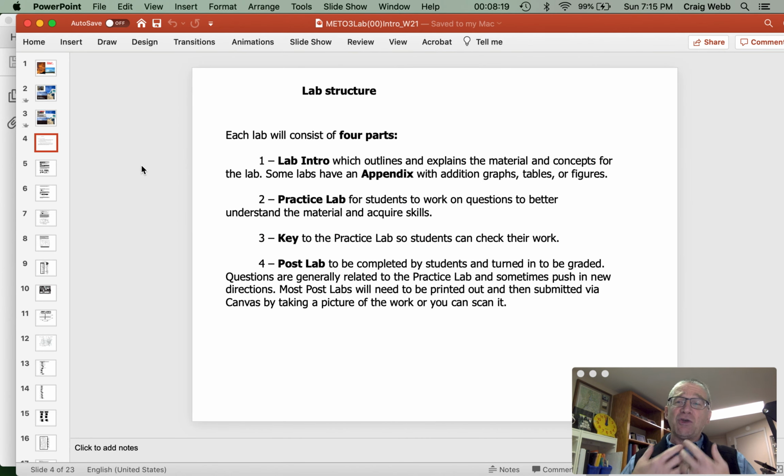Now, the way the lab is going to be set up is the labs generally have 4 different parts. There's the lab introduction, or lab intro. That just explains what we're going to be looking at for that week. It has diagrams and things like graphs and stuff like that that we will be using in that lab.